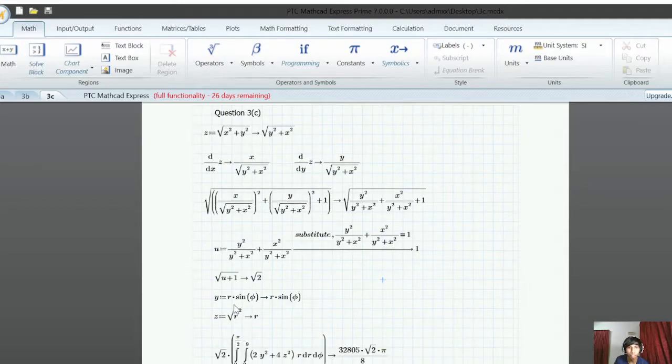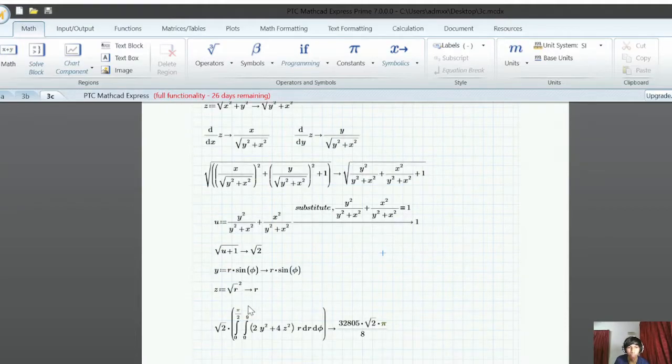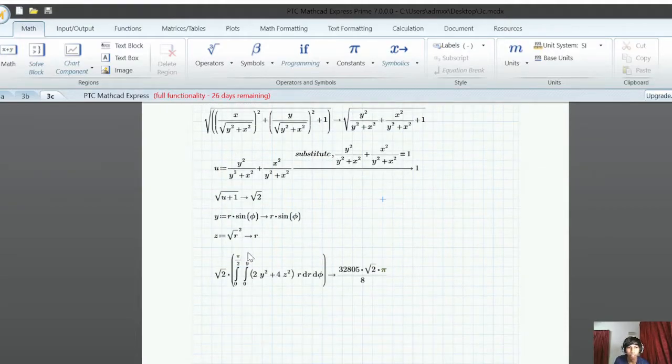So what is r sin theta? Because they have no theta in the simulation, so we just put it like theta. So we get this and this, z equal to r. So when we do the simulation, we got this answer.